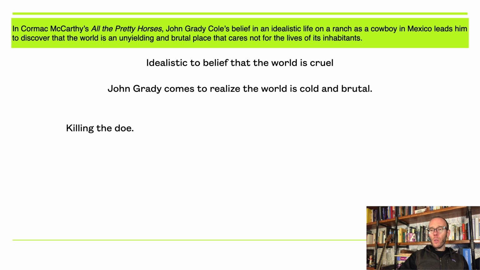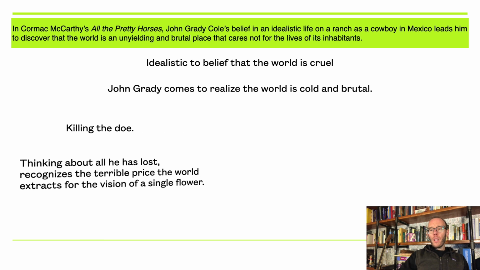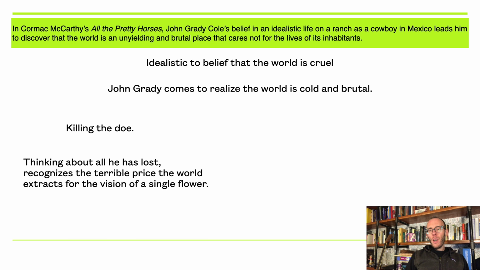We have the killing of the doe there, and after doing that, he thinks about all the things that he's lost, and he recognizes the terrible price that the world extracts, and I believe the term is for the vision of a single flower, right? So beauty, for a single bit of beauty, the world extracts this terrible vision. And this is what he's thinking about as he's looking at the doe, which is this beautiful creature that he needs to kill in order to eat.